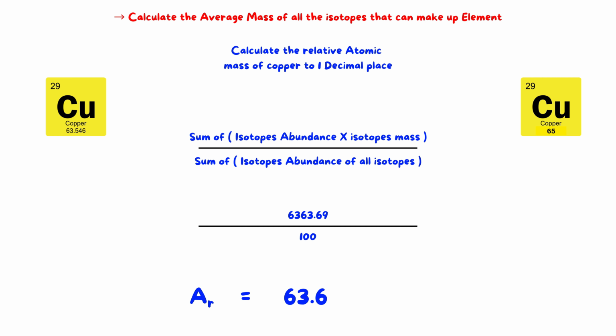This final value is the relative atomic mass for copper, and it represents the average mass of a single copper atom, taking into account the mixture of isotopes found in nature. We denote this value with the symbol Ar, and it is used to compare the masses of atoms on a relative scale. Understanding how to calculate and interpret this value is essential in many areas of chemistry, especially when dealing with chemical equations and molar calculations.